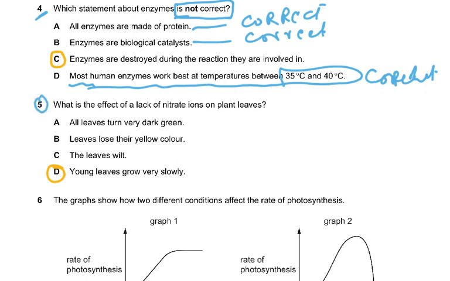Now 5. What is the effect of a lack of nitrate ions on plant leaves? All leaves turn very dark green, leaves lose their yellow color, the leaves wilt, young leaves grow very slowly. So we have to understand that this would be the answer. Young leaves grow very slowly because lack of nitrate means fewer amino acids, fewer proteins, so less growth, because how will you add new cells? New cells need enzymes.